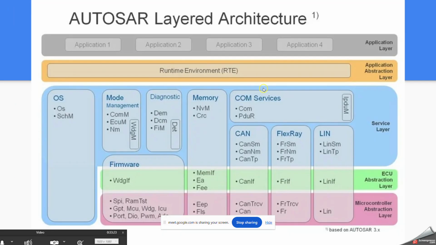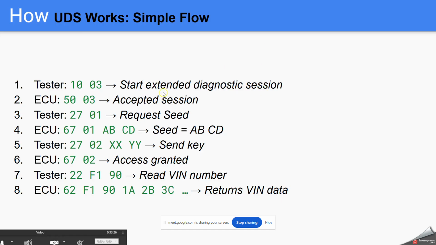So I just want to show you this basic flow, like what will happen. This time I'm giving it at a high level, but we will dive deep when our actual thing starts in the course. So let's say there is a tester, it can be a tester from the service side, or you can be a developer who wants to test something. So these are some requests: 10 means it's a SID, service ID. Then 03 is the extended session. So if I send 10.03, then it will be an extended session. So we'll get a response from the ECU like 50.03.